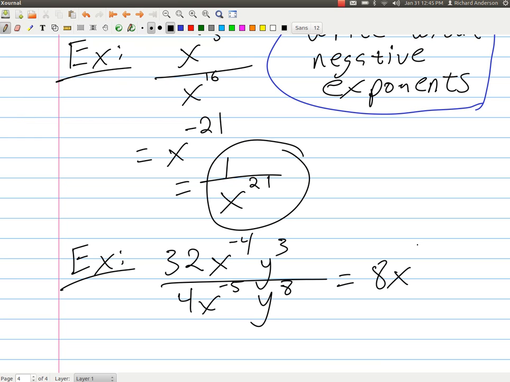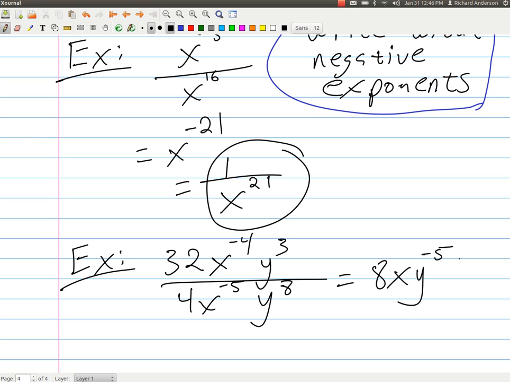So it's x to the positive understood 1 power. Same thing right here with my y to the third divided by y to the 8th. Remember, we always take the top exponent and subtract the bottom exponent. So 3 minus 8 is going to give me negative 5, and I'm awfully close to having my answer here.